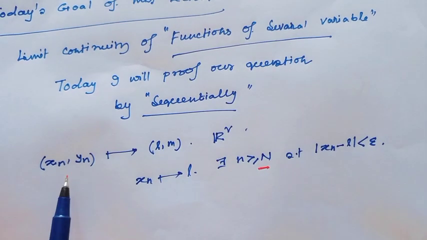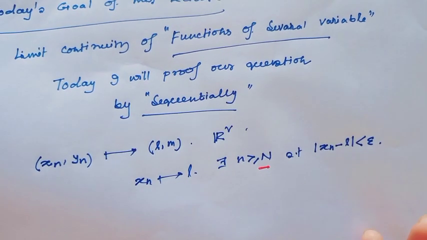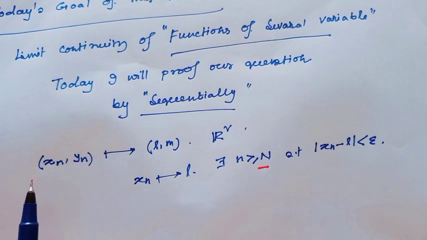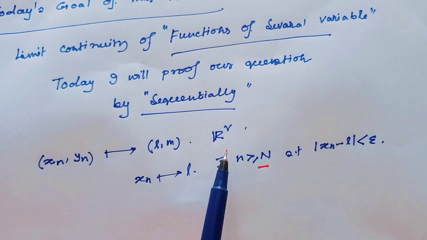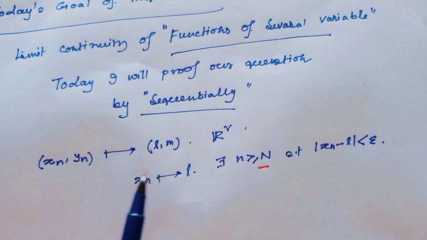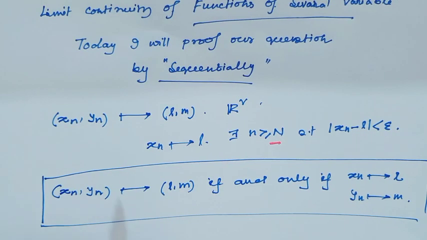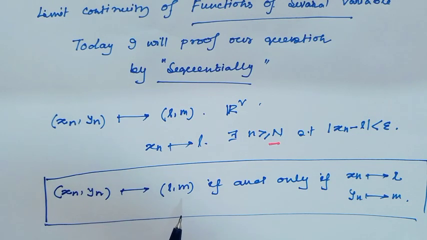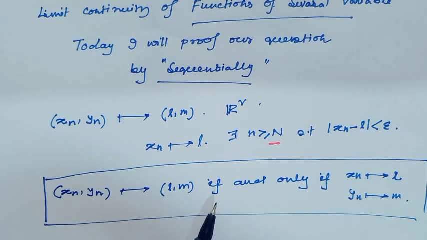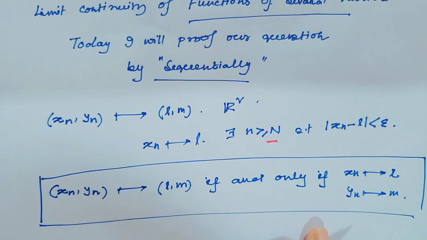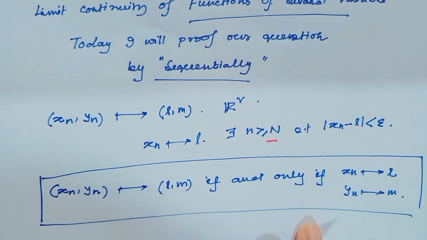Then what does it mean in higher dimension? Here I have considered just R2. (xn, yn) converges to (L, M) means actually that this condition is true if and only if xn converges to L and yn converges to M, and this is an if and only if condition.